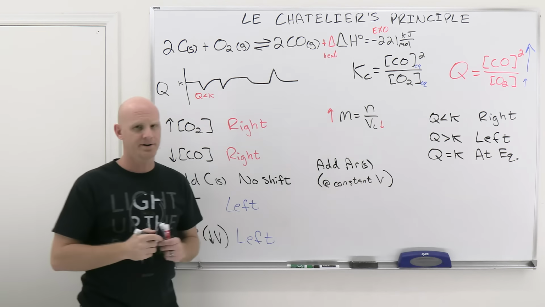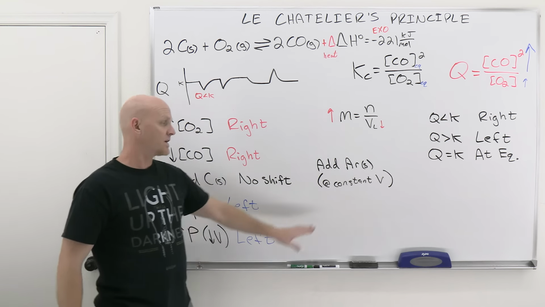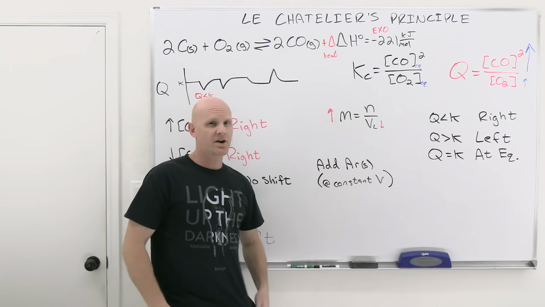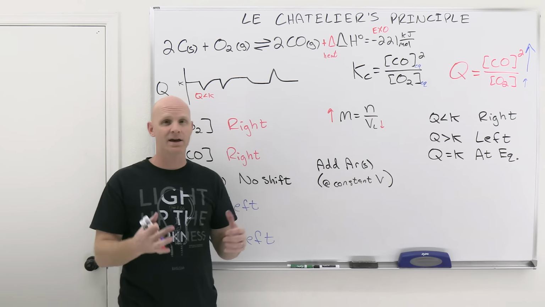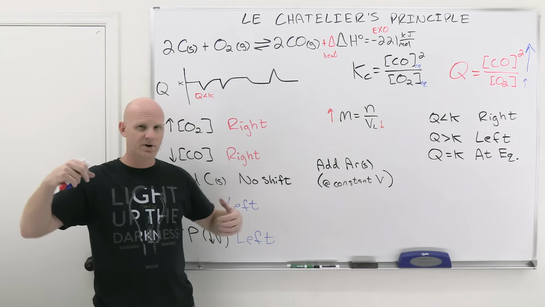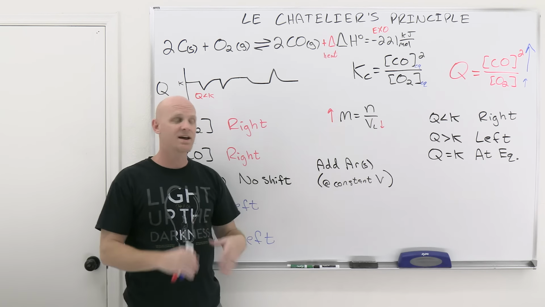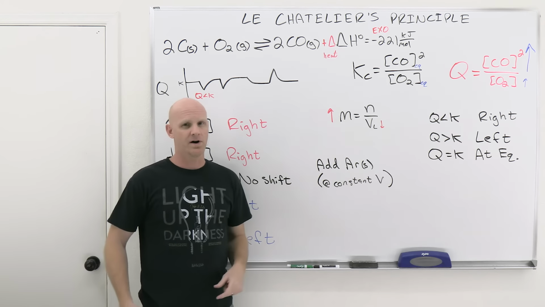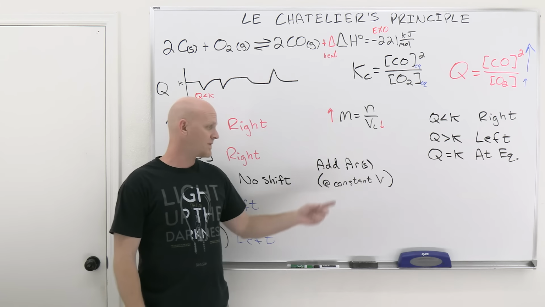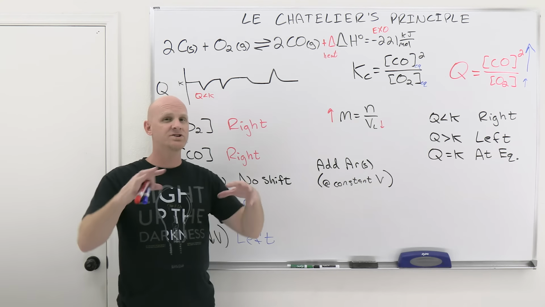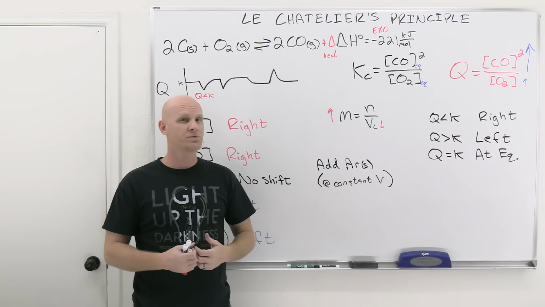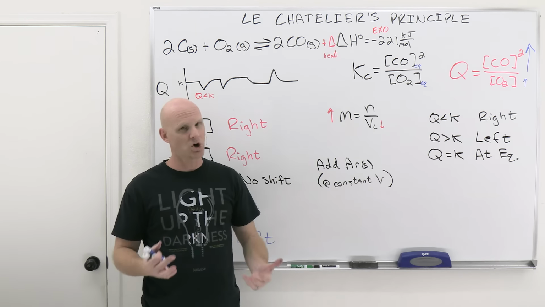is we're going to add argon into our container. We're going to do it at constant volume, so we're going to say that our container is a rigid container. It's not like a balloon where it can expand and get bigger as you add more gas into it. It's a rigid container. We're just adding more argon. And this is going to be tricky because if I put a bunch of argon gas in a rigid container, what's going to happen to the overall pressure? It's going to go up.